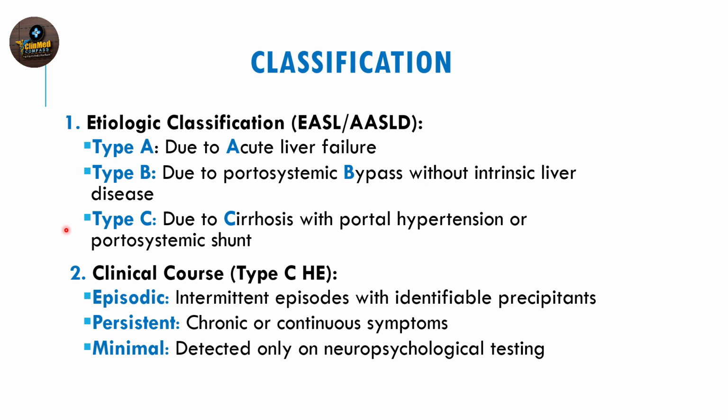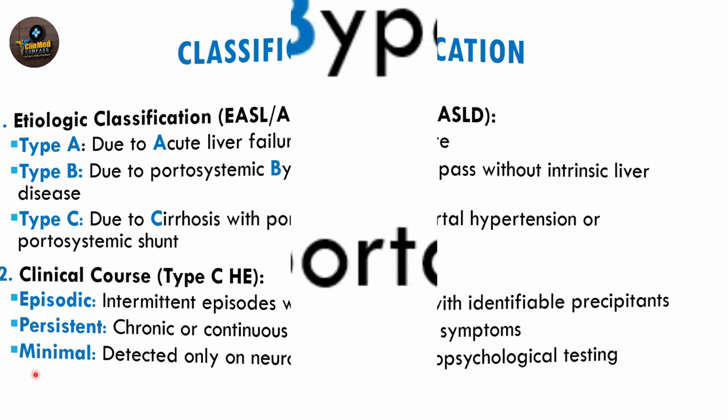Type C could also be further classified based on the clinical course. We have episodic, persistent, and minimal. For episodic, they have clear precipitants with intermittent episodes of symptoms. For persistent, they have chronic and continuous symptoms. For minimal, they could be detected only through specialized tests. In other words, there are no obvious neurological features in minimal hepatic encephalopathy.